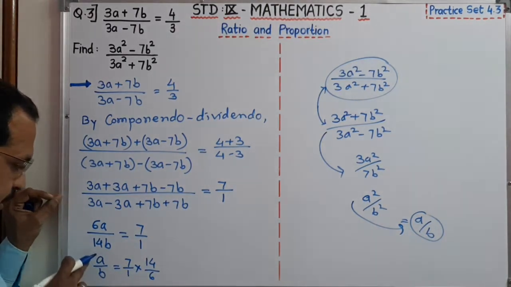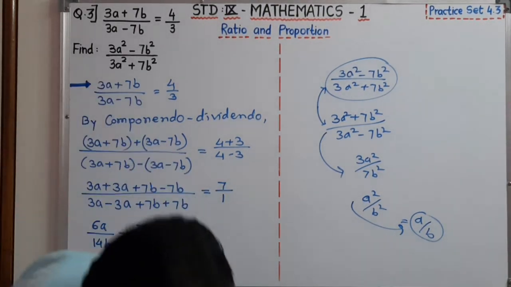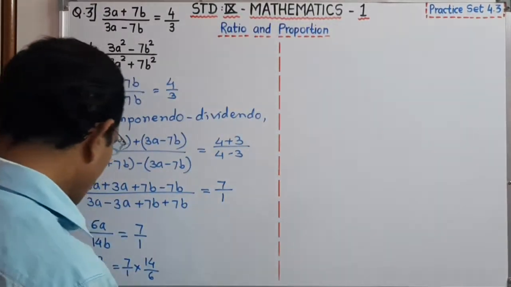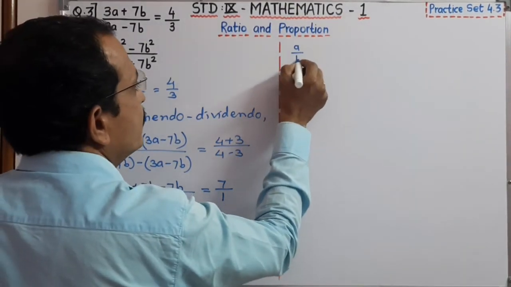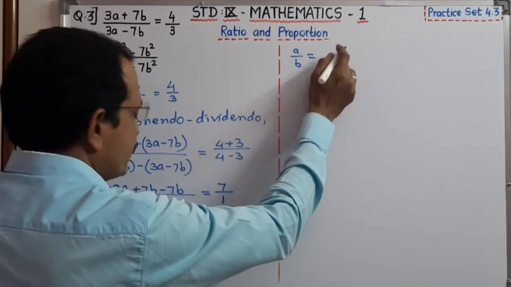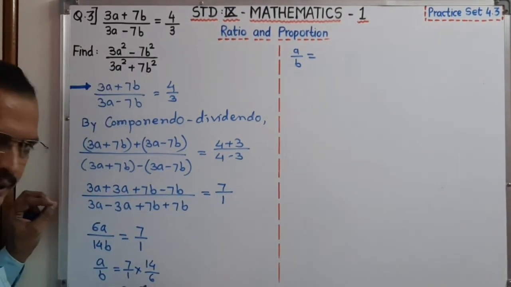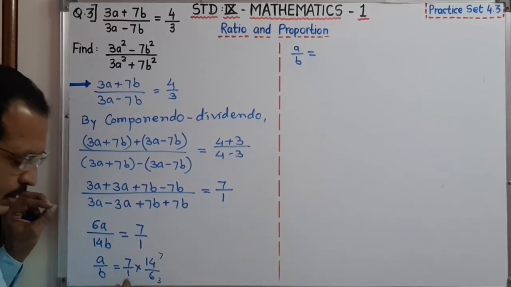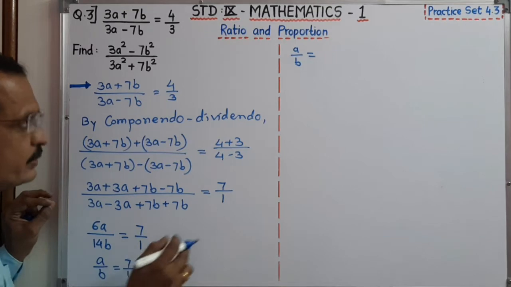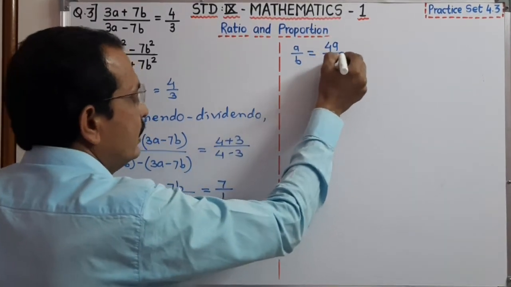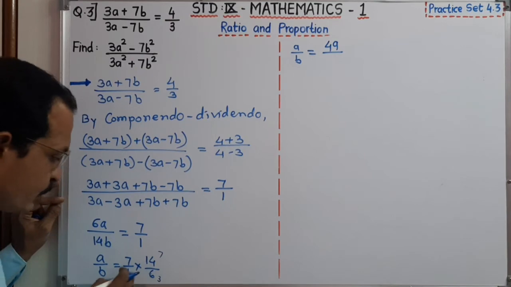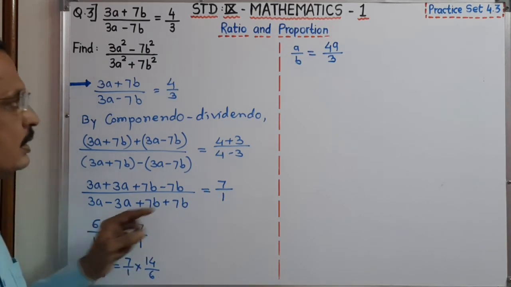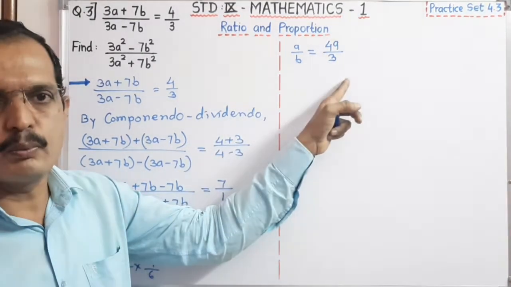Now dear student, see here, for getting a upon b, we can simplify this. It is 2 3s and 2 7s. Got it? Now see here, 7 into 7 we got 49, and 3 into 1 is 3. Therefore dear student, you don't have to write like this. See here, a upon b is equal to 49 upon 3.